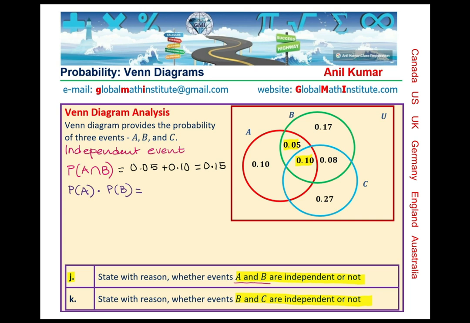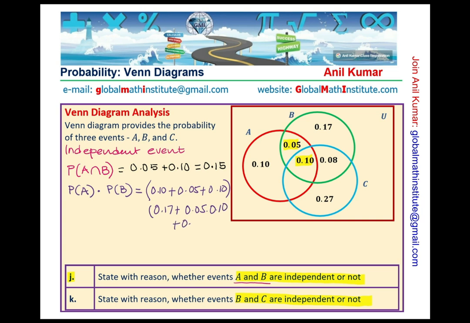Now, probability of A is the sum of these three, right? So let me write down 0.10 plus 0.05 plus 0.10. So that is probability of A, and we have to multiply this by probability of B, which is 0.17 plus 0.05 plus 0.10 plus 0.08.